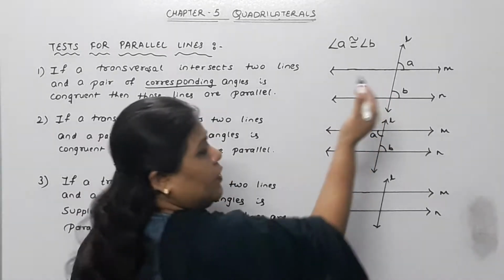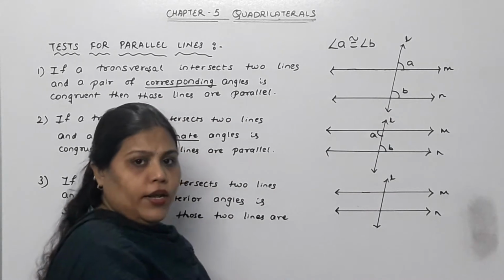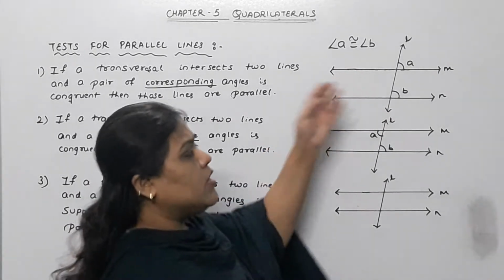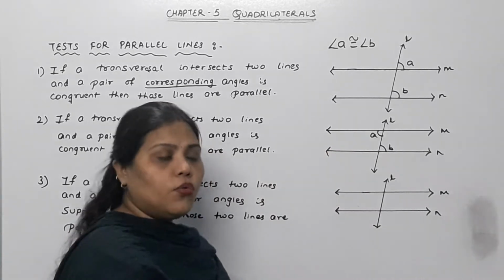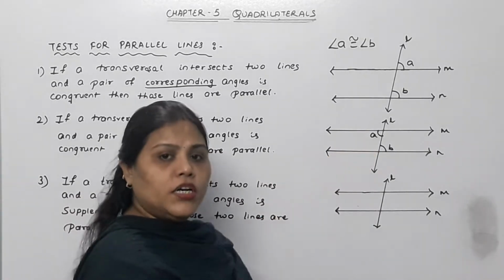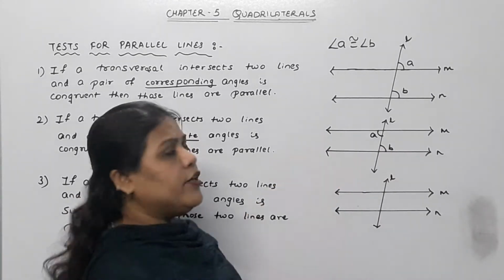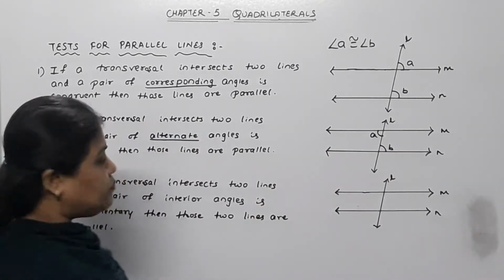So in the first one we were having a pair of corresponding angles. If they are congruent, then the lines are parallel. In the second statement we have alternate angles congruent. If we have a pair of alternate angles congruent, then the two lines provided are parallel.